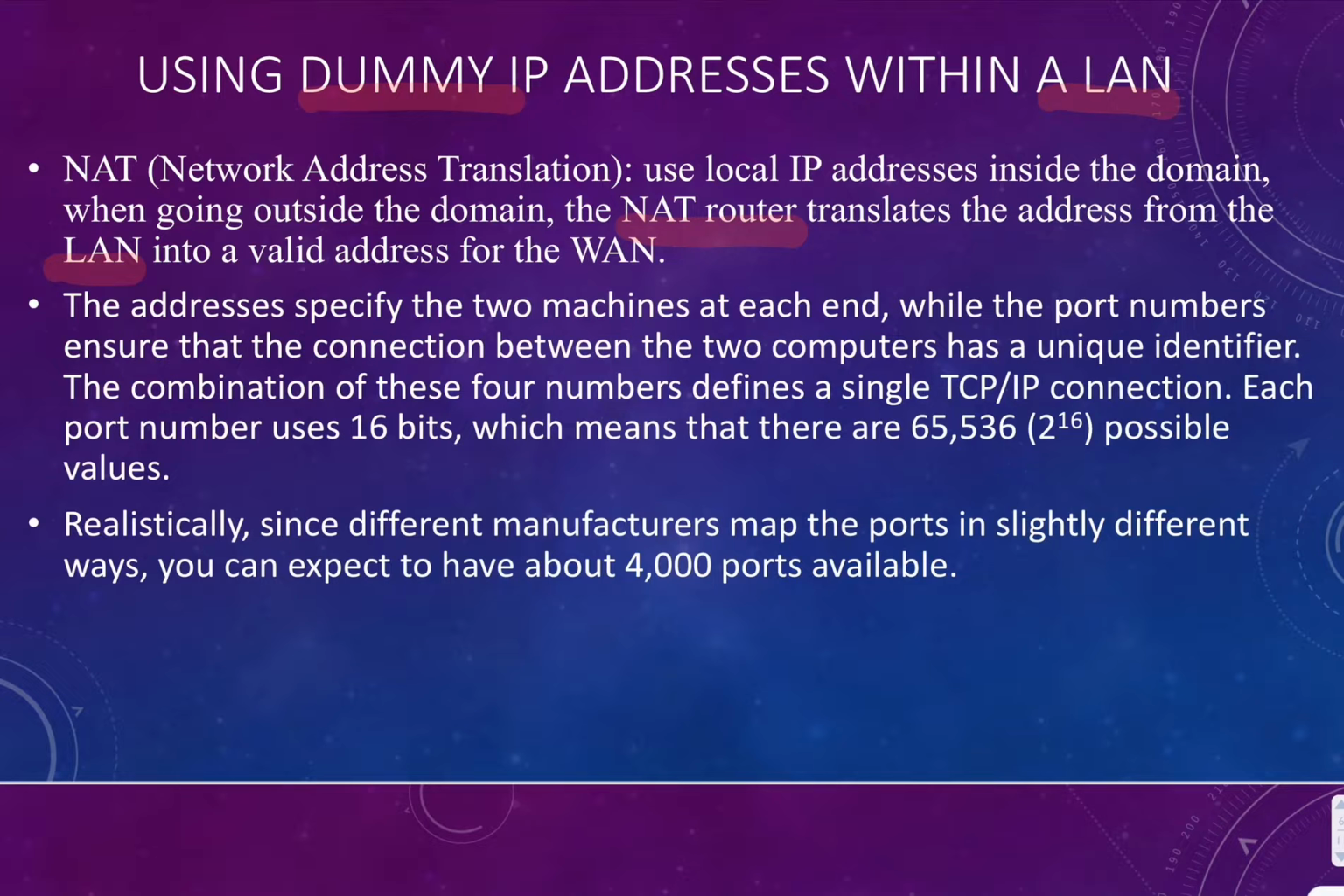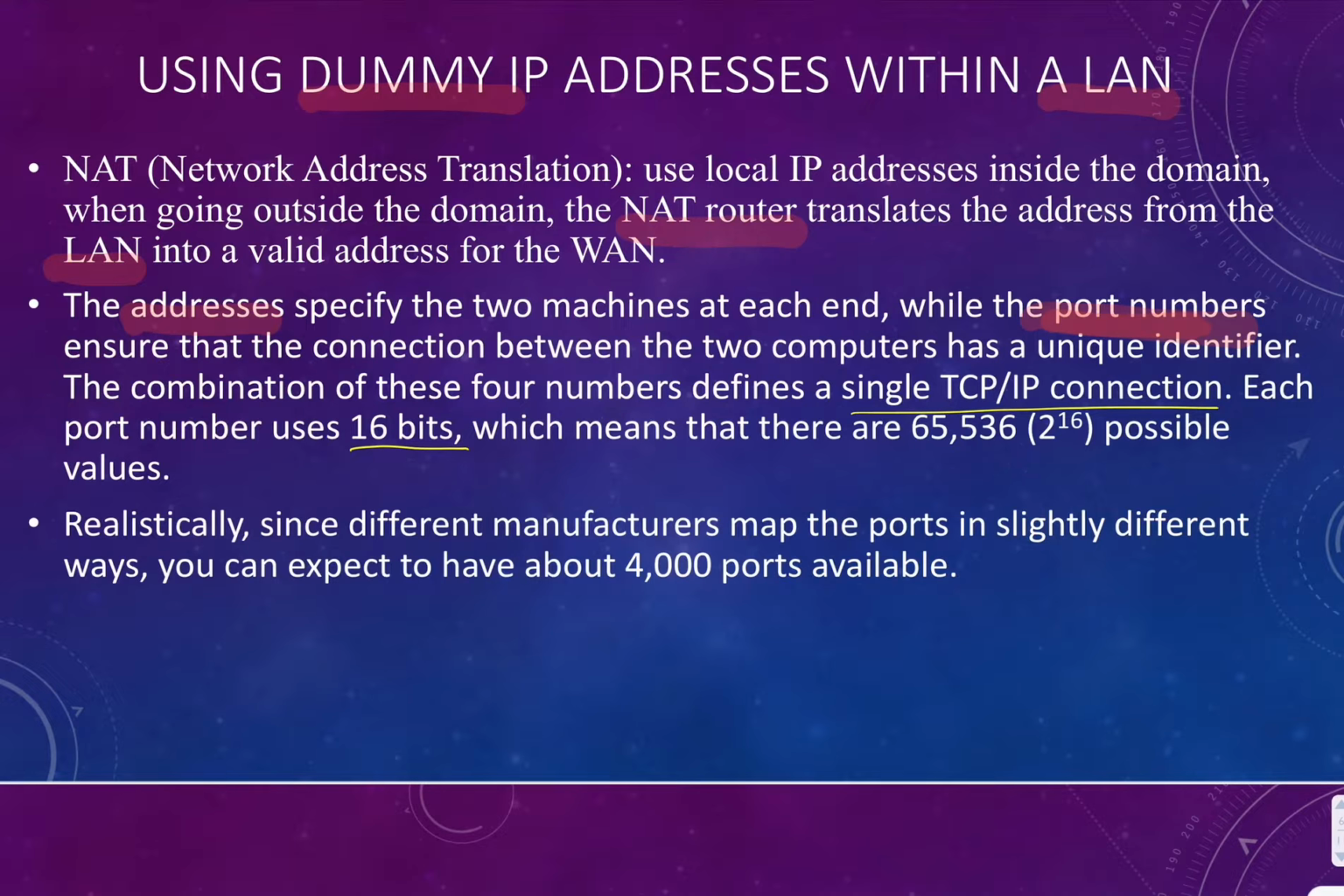The addresses specify 2 machines at each end, while the port numbers ensure that the connection between the 2 computers has a unique identifier. The combination of the addresses and the port numbers defines a single TCP/IP connection. Each port number uses 16 bits, which means that there are 2 to the 16 possible values for port numbers, which are often, for practical purposes, almost always sufficient.